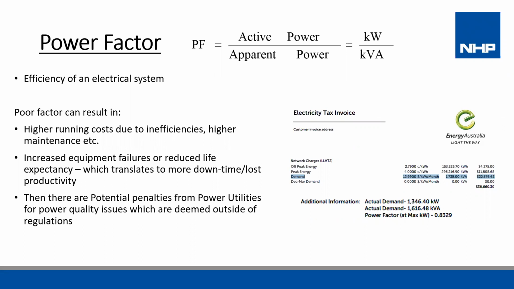Poor power factor can result in higher running costs due to inefficiencies, higher maintenance, increased equipment failures, or reduced life expectancy, which translates to more downtime or lost productivity on a site. Then there are potential penalties from power utilities for power quality issues, which are deemed outside of regulations. You can typically find these excess charges or on-demand charges in your utility bill, and it is based at the highest demand over the period.